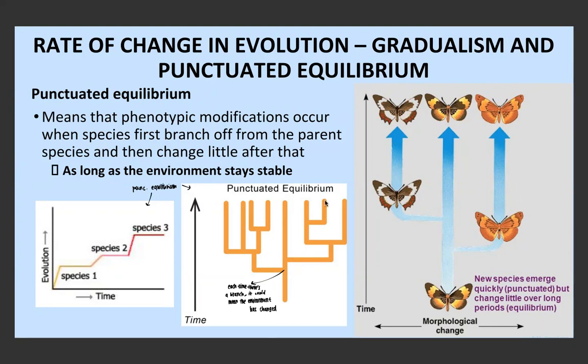So we can see here in the phylogenetic tree that each time there's a branch off, that would be a new species. So this is a common ancestor forming new species. And usually this speciation would occur when the environment changes. So we'd have rapid phenotypic modifications, a lot of phenotypic modifications when the environment has changed. And then when it stays still, it usually means the environment is quite stable.